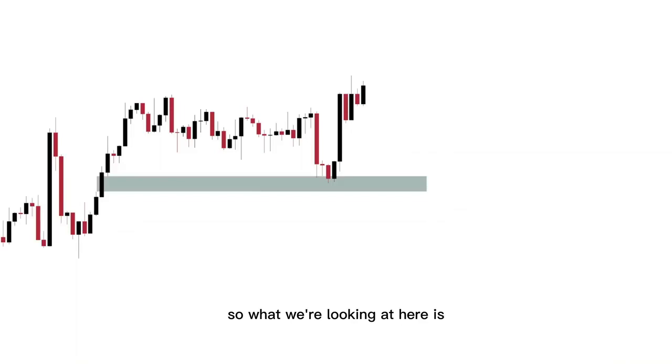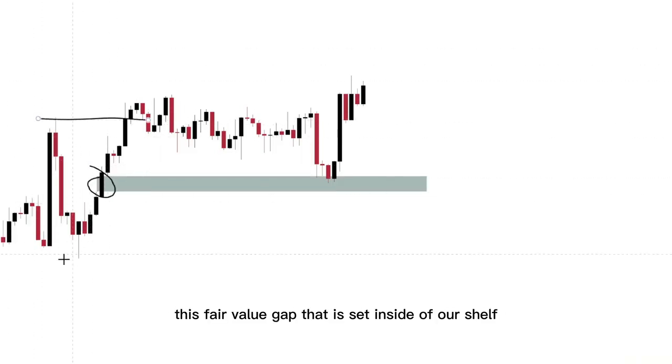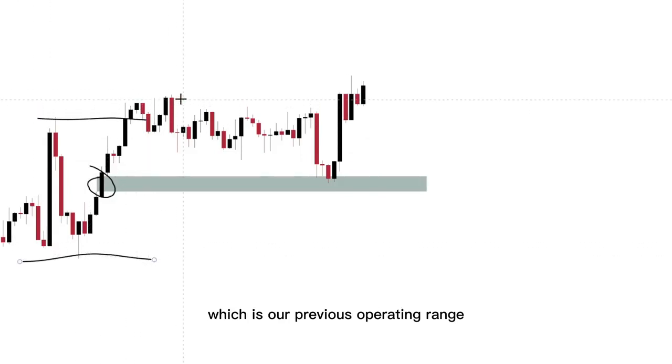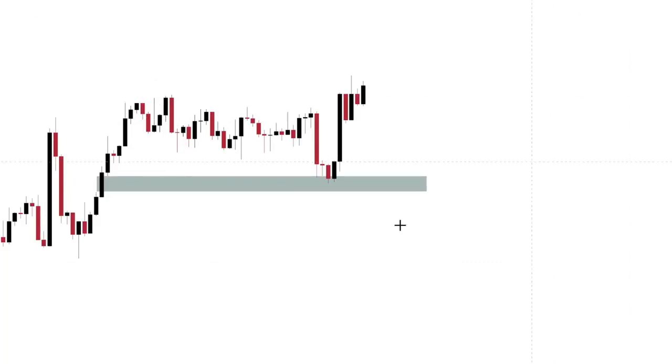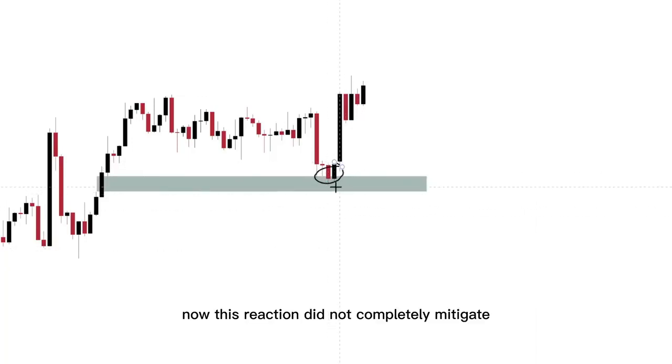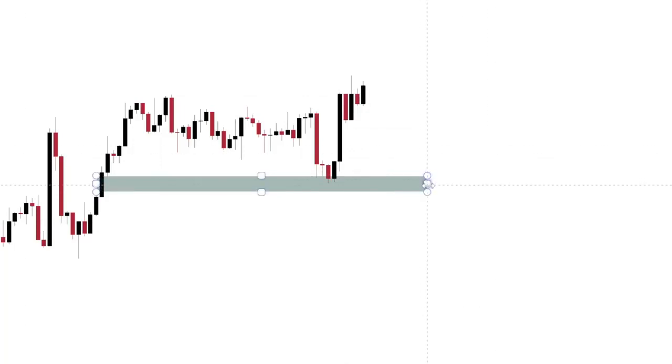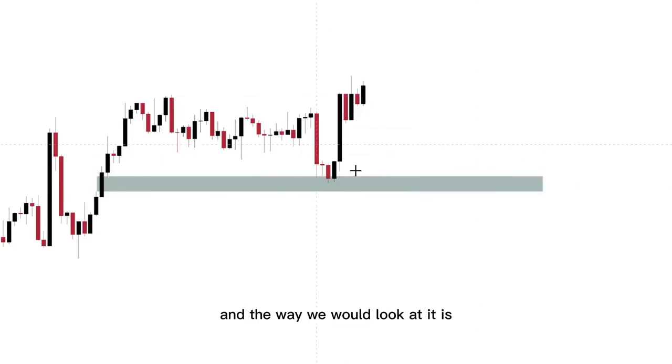So what we're looking at here is this fair value gap that is set inside of our shelf, which is our previous operating range. Price tried to push above, but consolidated here and went back down for more liquidity. And as you can see here, you have a reaction. Now, this reaction did not completely mitigate the entire fair value gap. It only touched the top quarter. So again, price is still incentivized to come back to this level. And the way we would look at it is this would be an inducement.